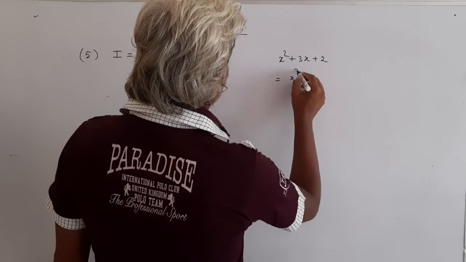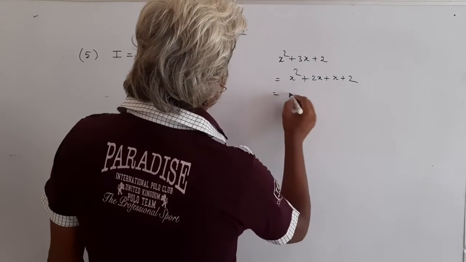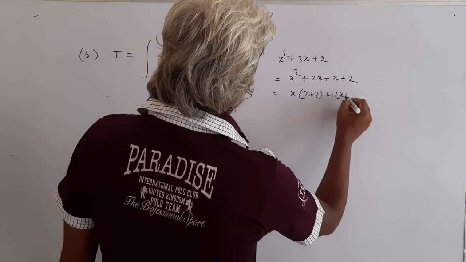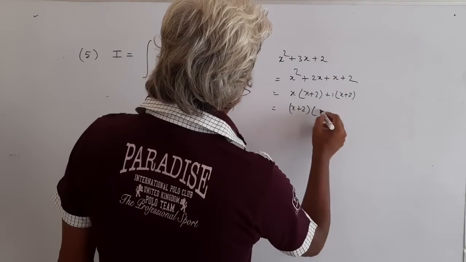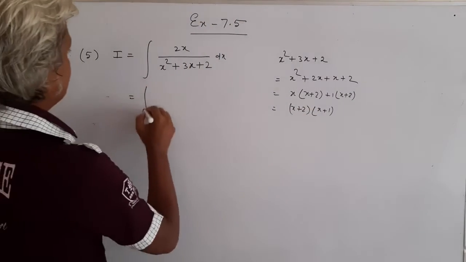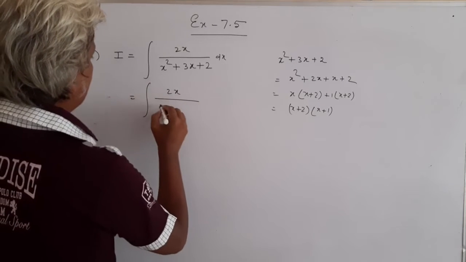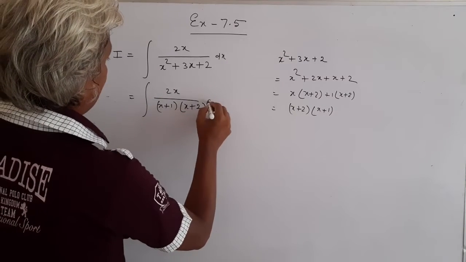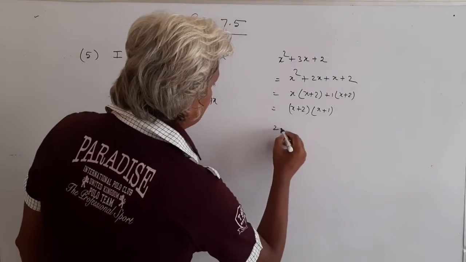If you factorize, you get x squared plus 2x plus x plus 2, and this gives you x into x plus 2 plus 1 into x plus 2, and this is x plus 2 times x plus 1. So this is 2x over x plus 1, x plus 2. Now I can write this one, so let me write this part here.